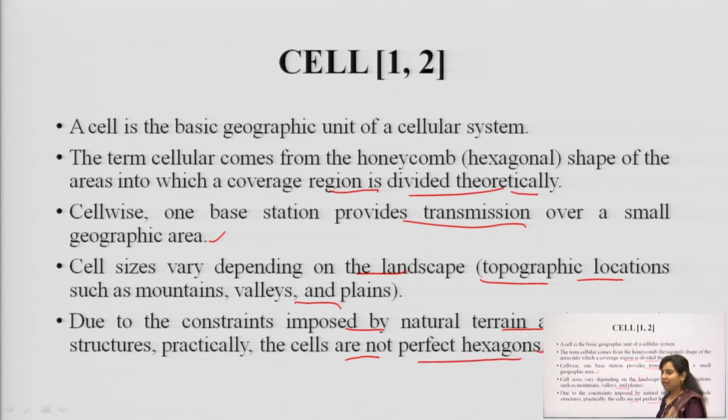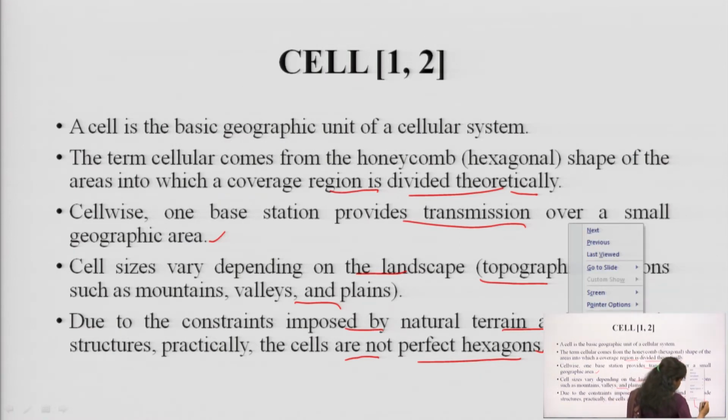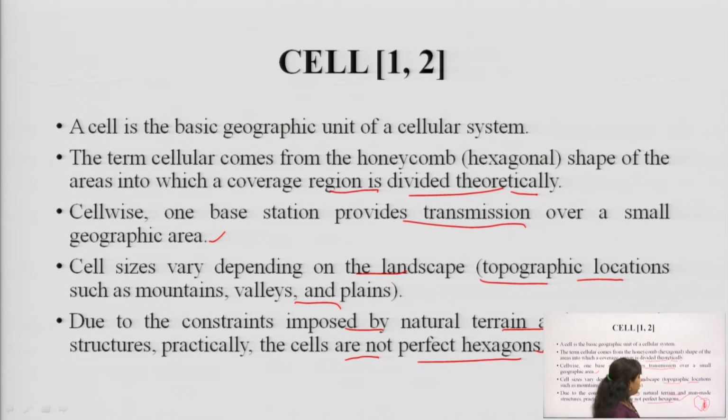Theoretically it is a hexagon, but due to the terrain, let us say I am dividing this area into this cell. While dividing this, there is a tree or a very massive building which I cannot ignore, and it will interrupt the transmission. So, that area can be converted like this, the hexagon can be converted like this. So, this will be reduced. That will not be a perfect hexagon, theoretically it is a perfect hexagon.